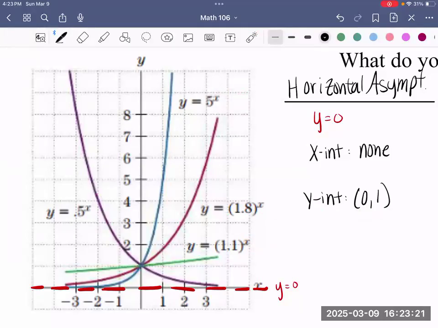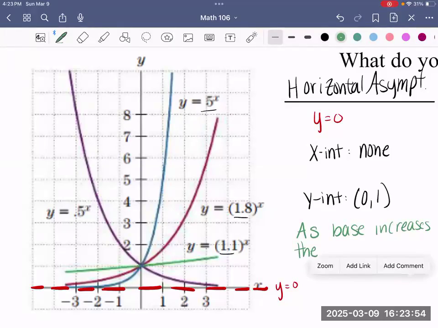Now, when it comes to your graphs, the green, the red, the blue, the purple, but let's talk about the purple in a moment, focus on the green, red, and blue. And looking at your bases, what do you notice about your base? Well, as the base is increasing, our graph is going up a lot faster. So you could say something along the lines of, as the base increases, the function rises faster.